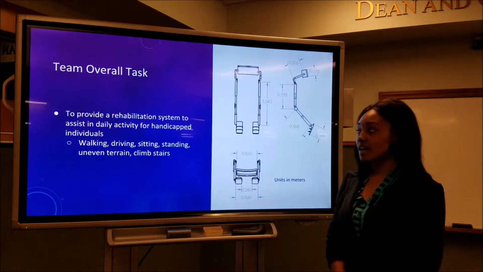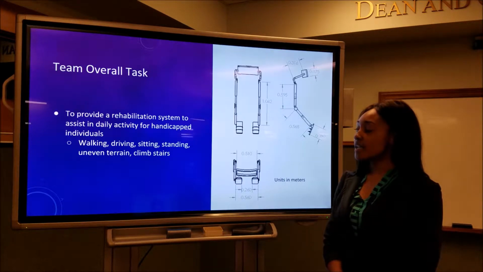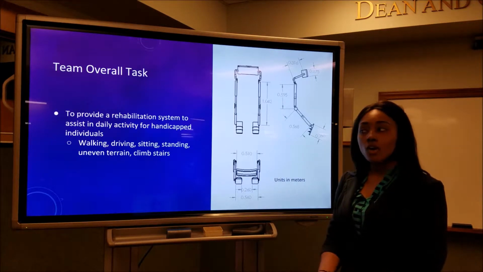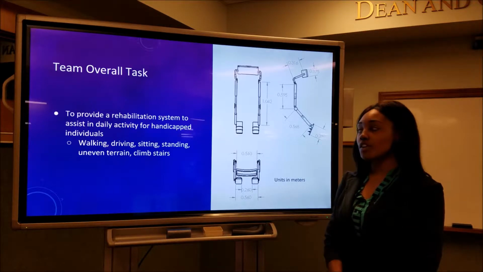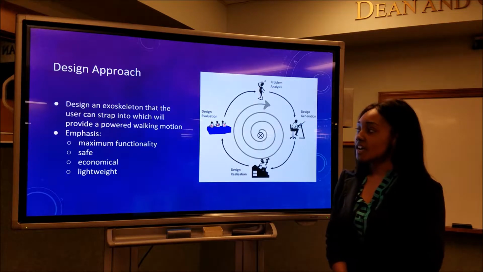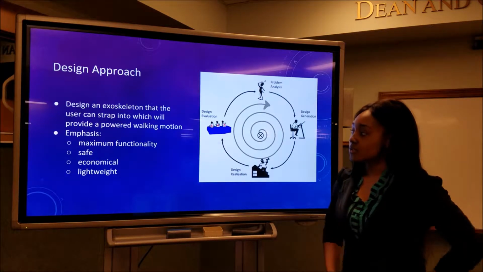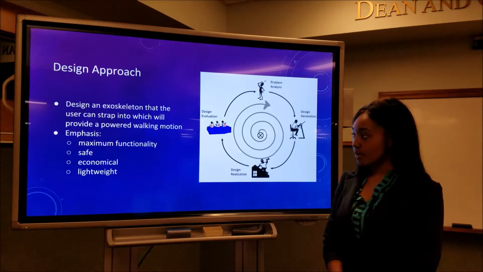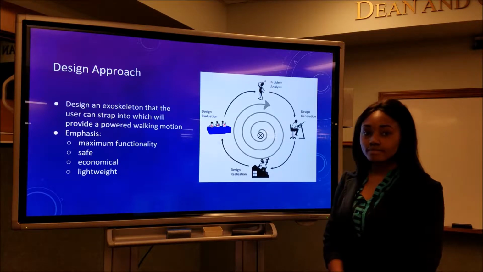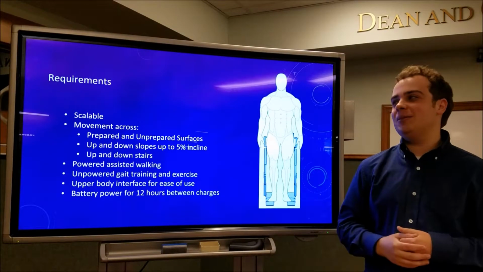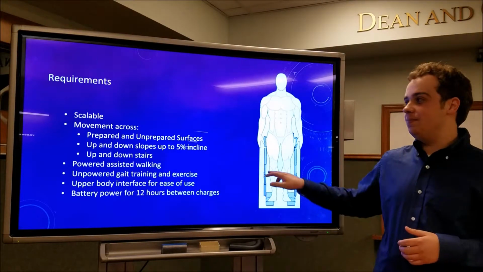Our overall team task was to provide a rehabilitation system to assist handicapped individuals while they walk, drive, sit, stand, and walk on different terrains, and also including the stairs. Our design approach was to design an exoskeleton that can strap the individual in a power walking motion that's safe, economical, lightweight. Next, I'll be talking about the requirements and how we met each of them.